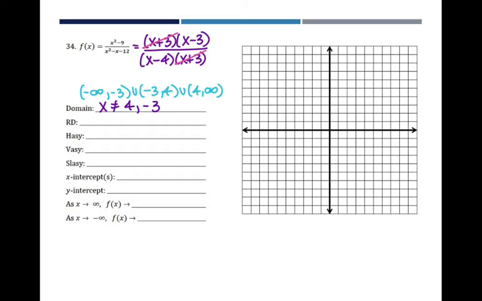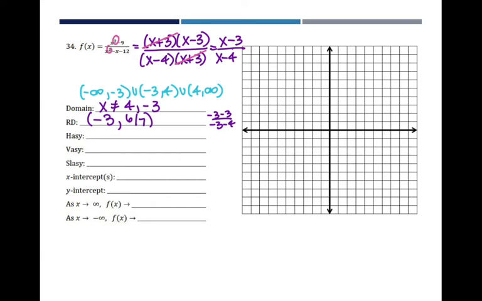So since I canceled out x plus 3, that's going to give me negative 3. And then I'm going to plug it into my leftover, which is x minus 3 over x minus 4. So I have negative 3 minus 3 over negative 3 minus 4. That gives me negative 6 over negative 7, or positive 6/7.